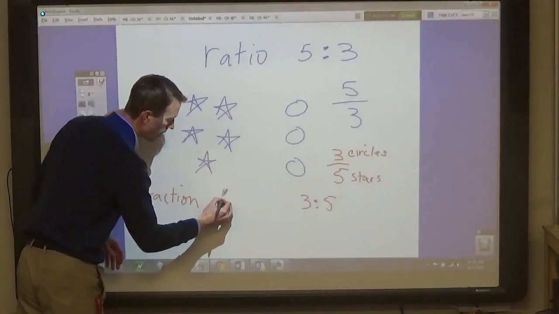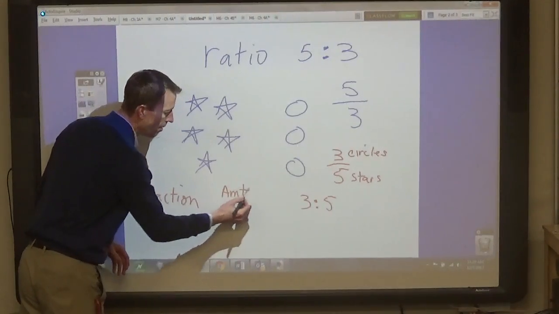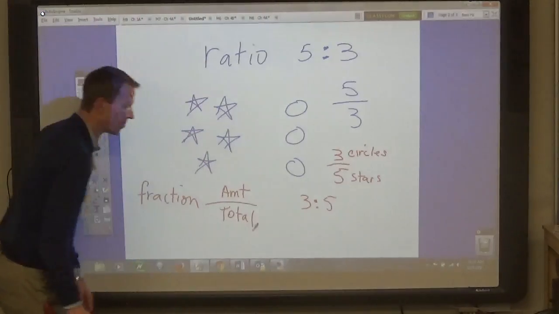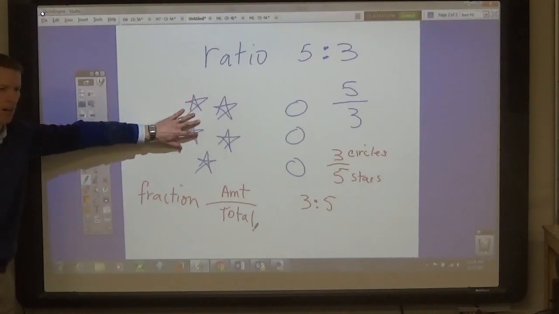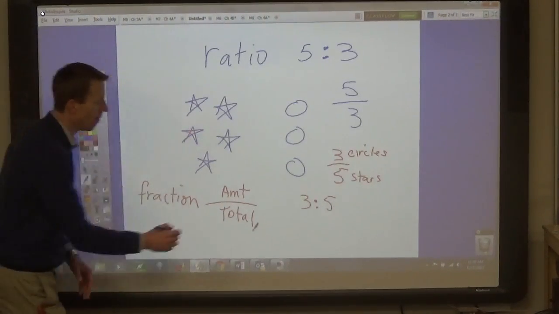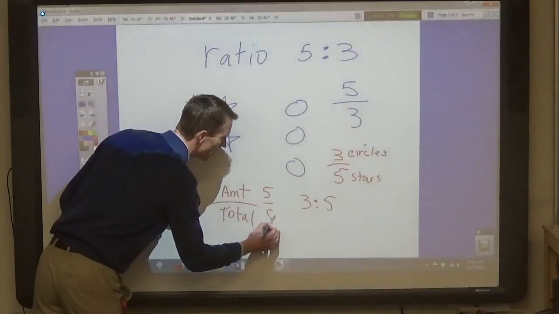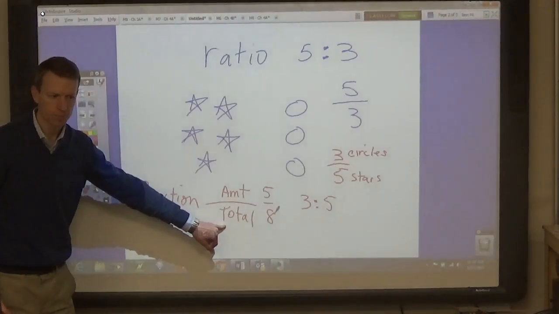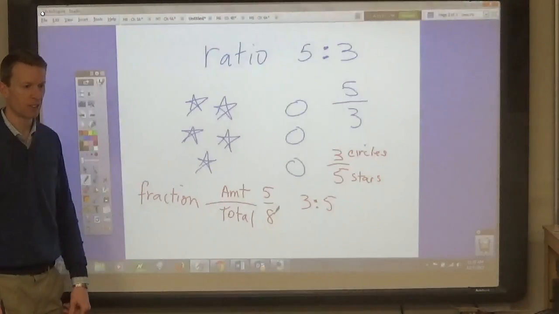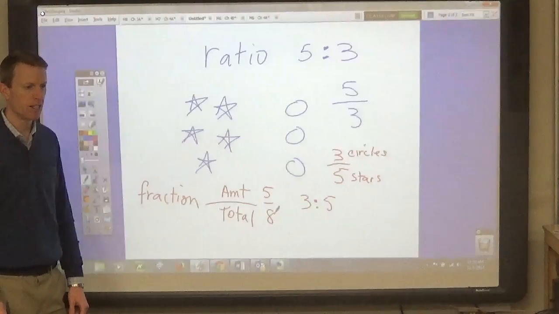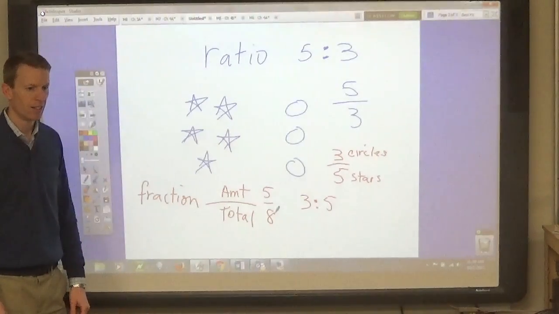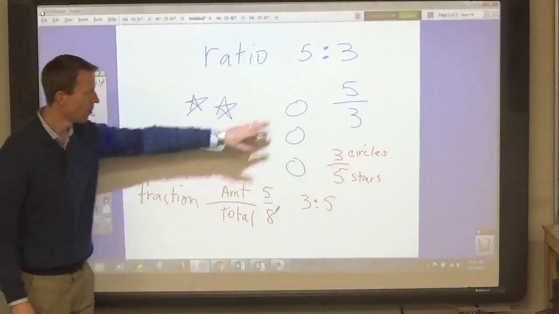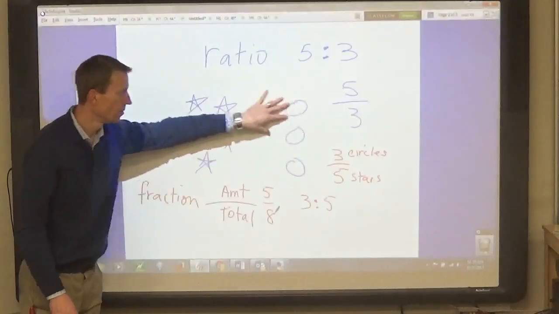it is the amount out of the total. Okay, so the amount of stars out of the total is 5 out of 8. So a fraction is an amount out of the total. So a fraction of circles out of the total is what? Right? 3/8. 3 out of 8 total.